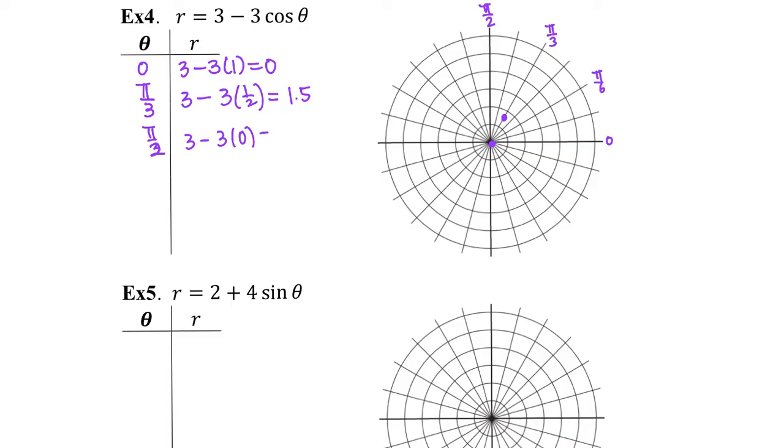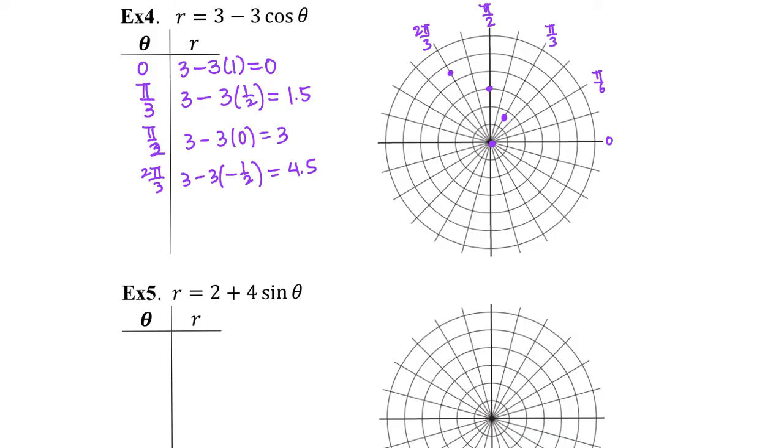Cosine of pi over 2 is 0. Okay, let me keep going around. This is 2 pi over 3. Cosine of negative 2 pi over 3 is negative 1/2. So 3 plus 1.5 is 4.5. You could use decimals, whatever is convenient for you to do in your head.